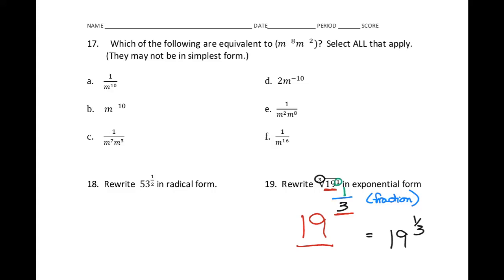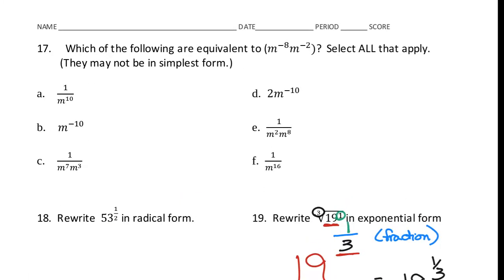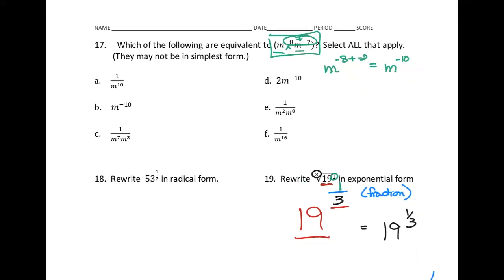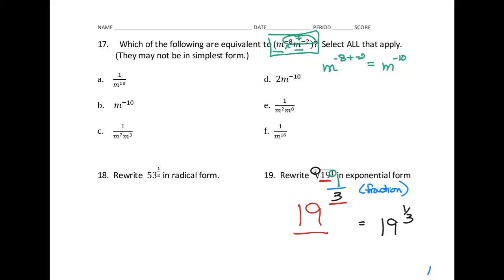Okay. So 17 says, which of the following are equivalent to m to the negative 8th times m to the negative 2nd? As you would try to simplify this, what would you do first? And I'll tell you there are 2 different ways you can do this problem. Yes. You are multiplying. So when you multiply powers that have the same base, you add the exponents. So when I do that, I get negative 8 plus negative 2, which gives me m to the negative 10th. Is that an answer that is given to us? Yes. So that's letter B.